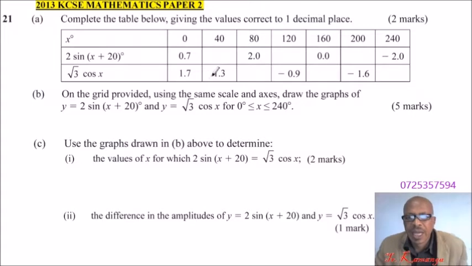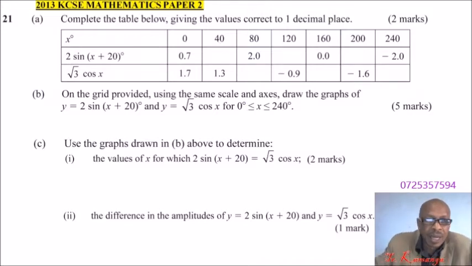So what you do here is you just take your calculator. This value here is missing. Since the value of x is 40 here, 40 plus 20 is 60. So you say it is 2 sine 60, and you'll be able to get 1.7.